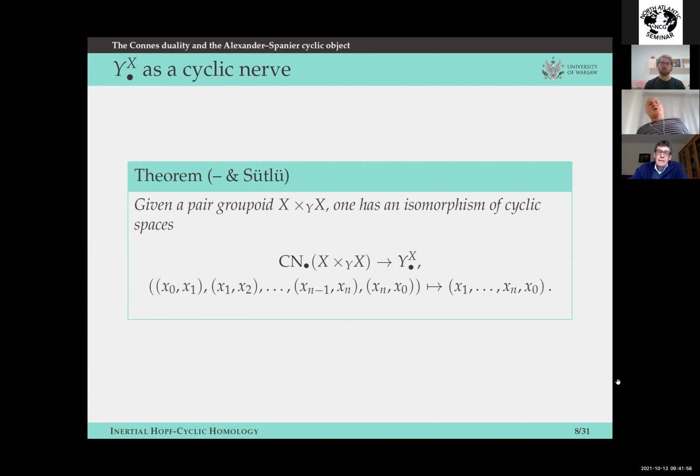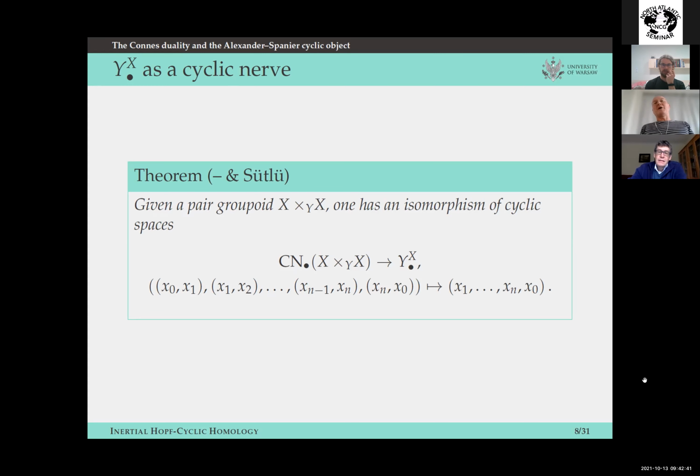This identifies this Alexander-Spanier cyclic space as a cyclic nerve. This is a very easy observation. However, in this Beamer, there is no such environment like observation or remark, so I called it a theorem, but it's something very easy. For this object to be a cyclic nerve, we first have to find an internal category to create this cyclic nerve. So this category is a pair groupoid.